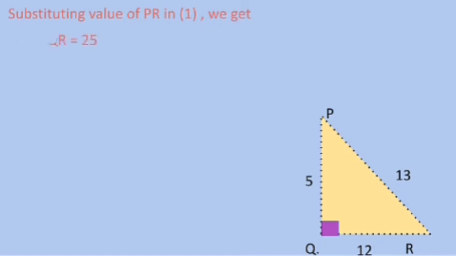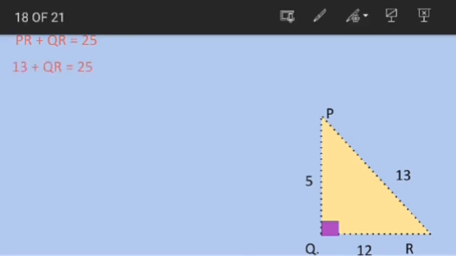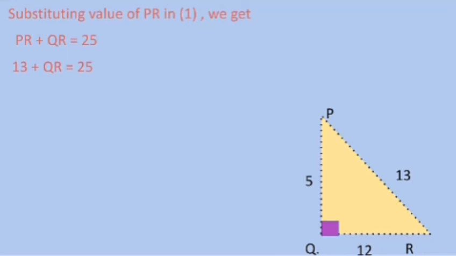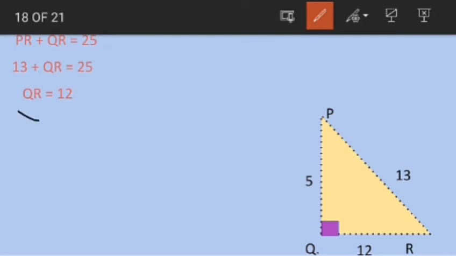Substituting the value of PR that we found in the previous slide, that is 13, into equation 1, PR plus QR equal to 25, you will get QR equals 25 minus 13, that is 12. So class, we have the value of QR, that is 12, and the value of PR, that is 13, and the value of PQ, that is 5.